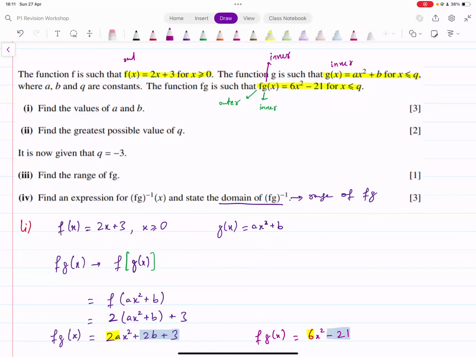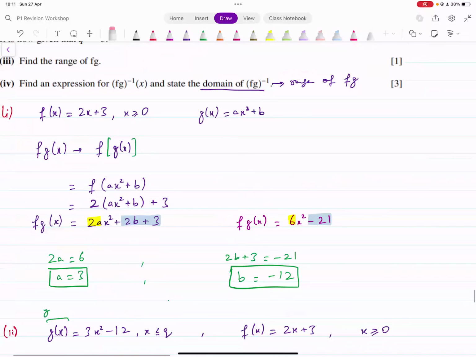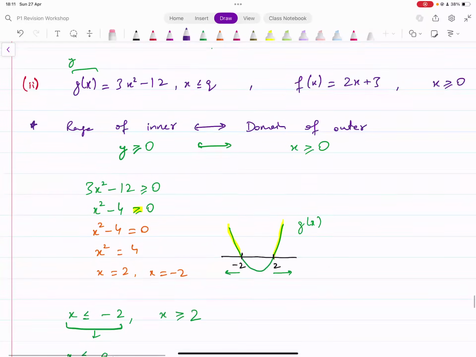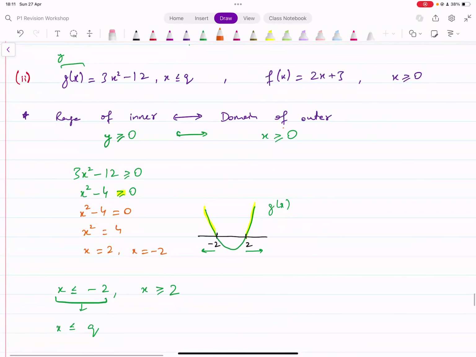What's the condition for the composite function to be formed? The condition is that the range of the inner function should be part of the domain of the outer function. What's the domain of the outer function? Domain is x greater than or equal to 0. So this is the function g, the inner function. This is the function f, the outer function. The domain of the outer function is x greater than or equal to 0. That means the range of the inner function should also be y greater than or equal to 0.